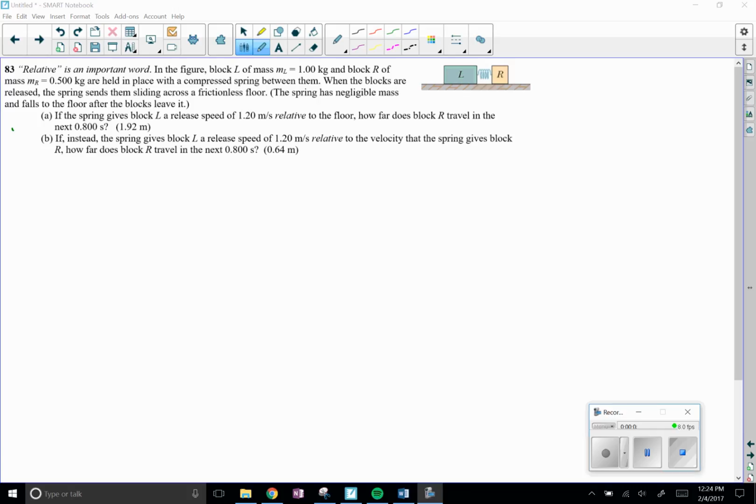All right, here we go. This is problem number 83 from chapter 9 of the Halliday and Resnick textbook. We've got these two blocks.